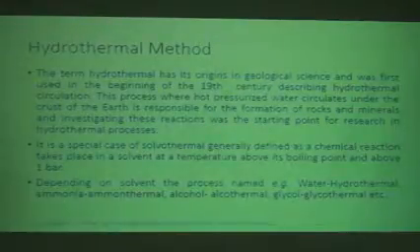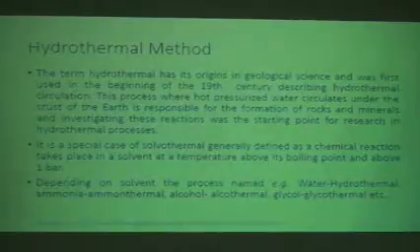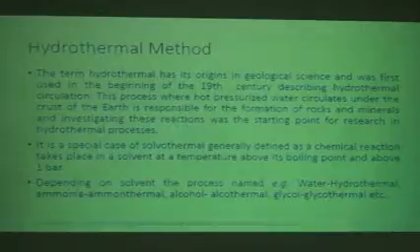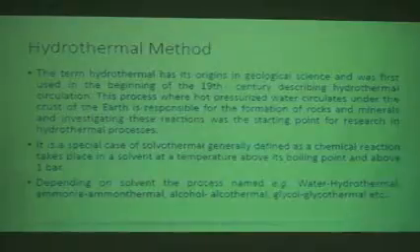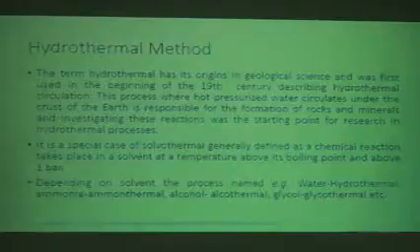A lot of people misquote this. They use hydrothermal everywhere, whatever solvent they are using. So there's a simple understanding. If it is hydrothermal, water is the solvent. If it is ammonia, it is ammonothermal. If it is alcohol, it's alcothermal; glycol, glycothermal.